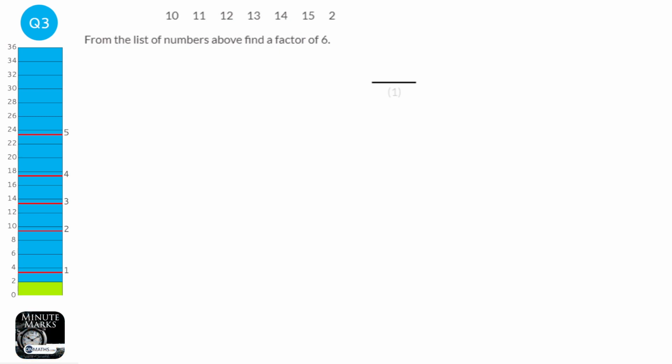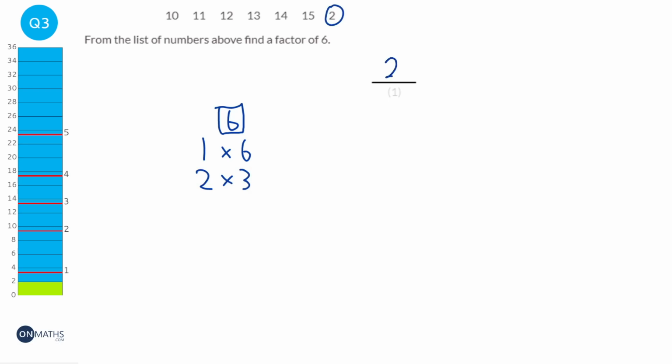So we can write the factors of 6 by working out two numbers that multiply together to make 6. So 1 times 6 and 2 times 3. So 1, 2, 3 and 6 are all the factors of 6. The only number that is in our list is the 2.